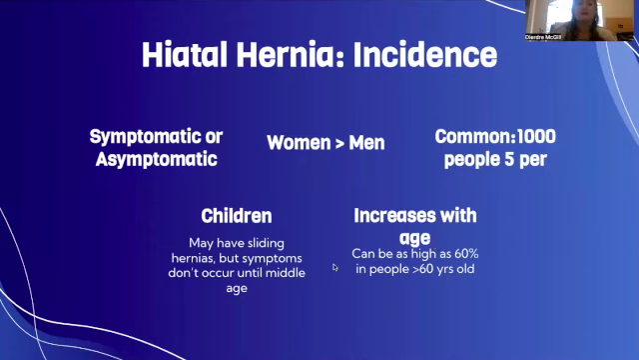So hiatal hernias can be symptomatic or asymptomatic. It just kind of depends on the person. It happens more in women, and it's actually pretty common. Children may have sliding hernias, but if they do, symptoms usually don't show up until about middle age. The incidence will also increase with age. It can be as high as 60% in people older than 60 years old.